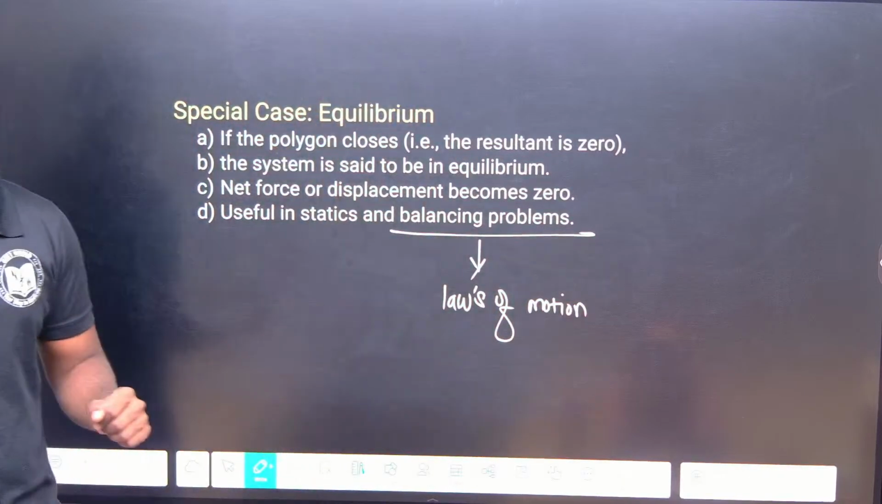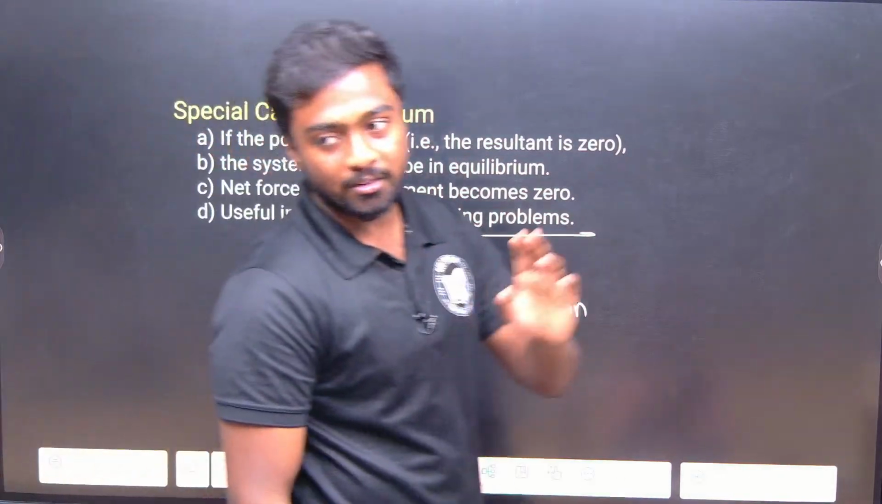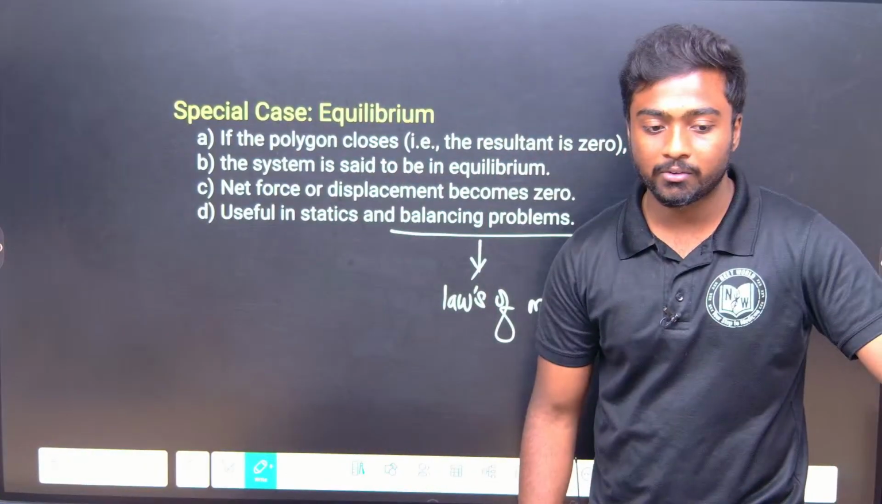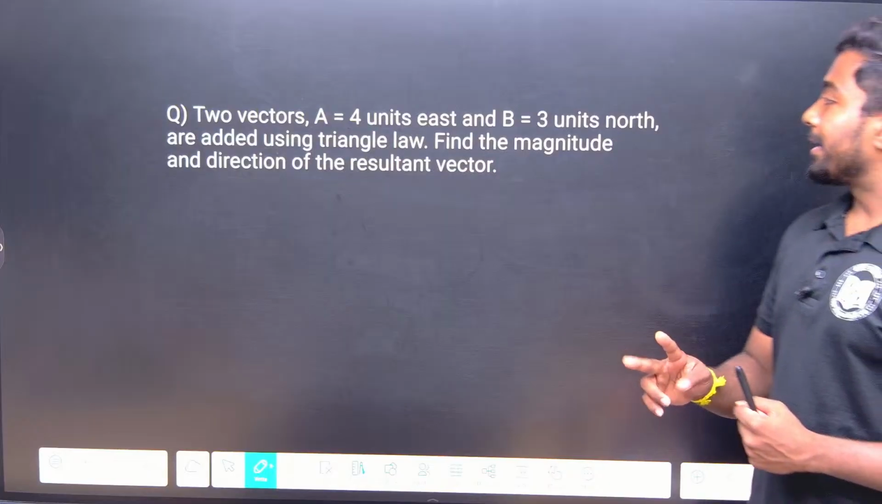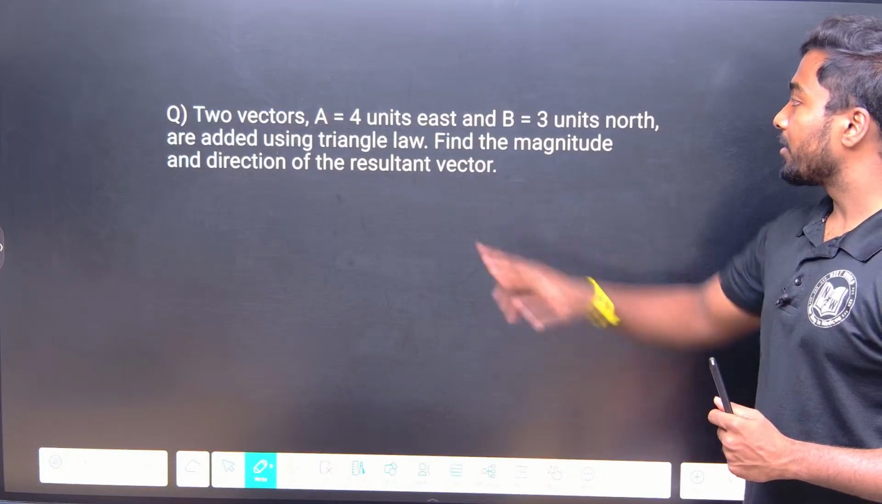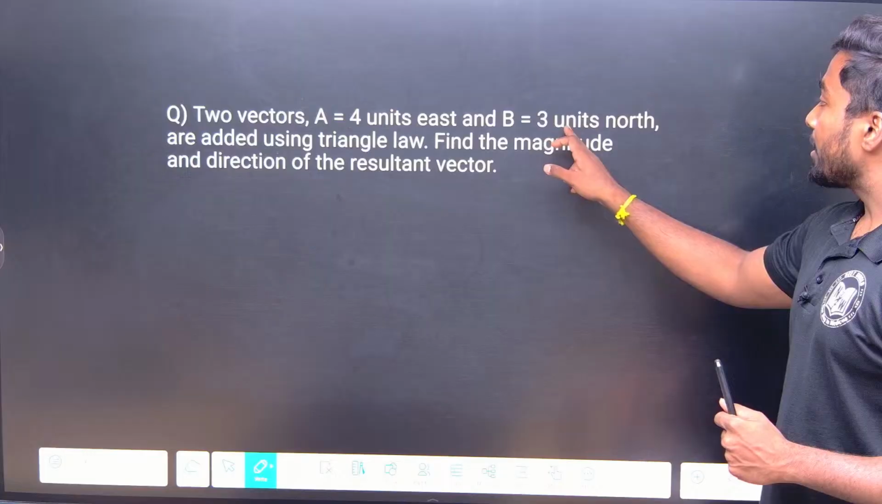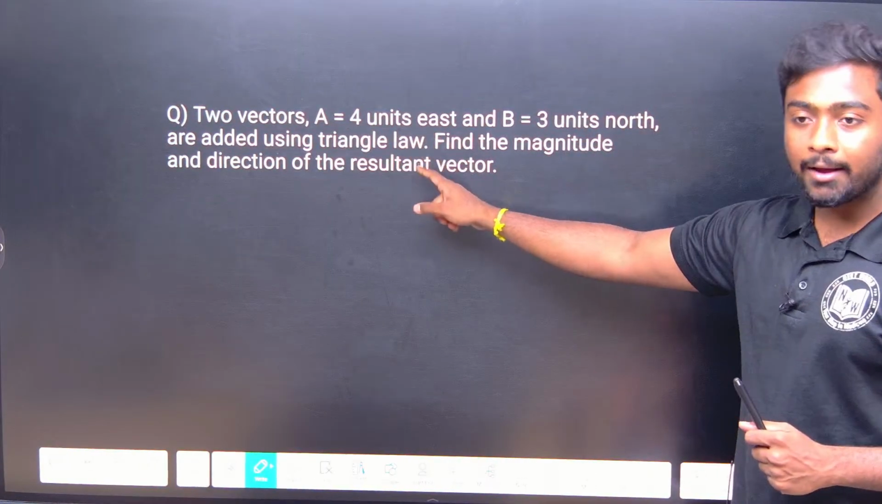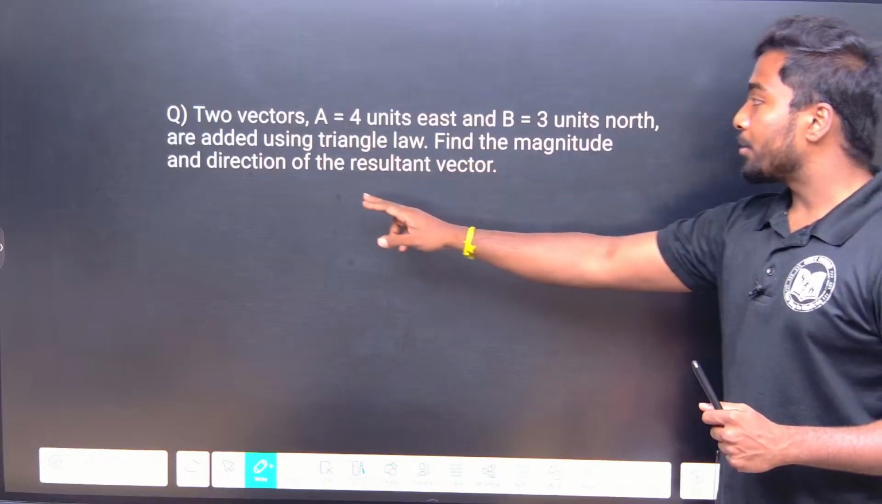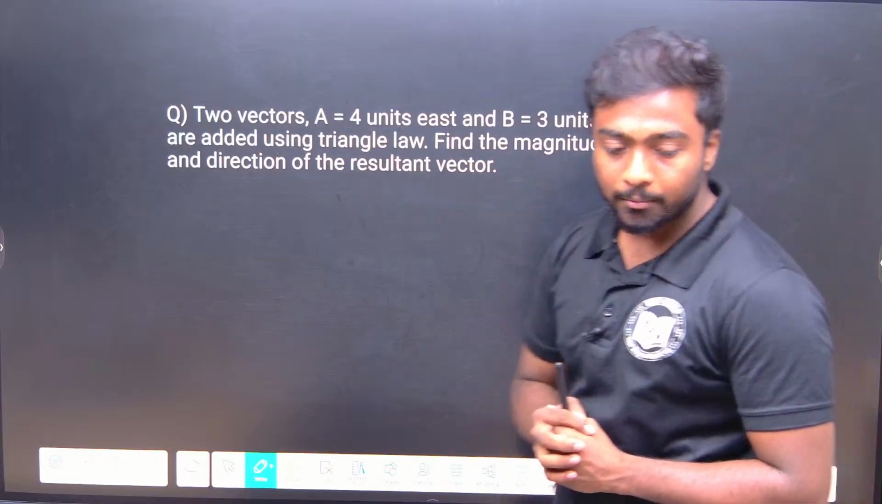Right, laws of motion, like balancing the equations, balancing the problems, equilibrium conditions we will see. Okay. Now two vectors A equals to 4 units east and B equals to 3 units north are added using triangle law. Find the magnitude and direction of the resultant vector.